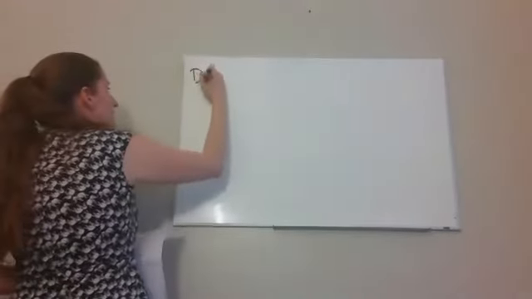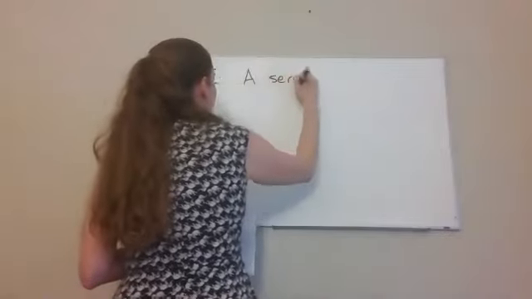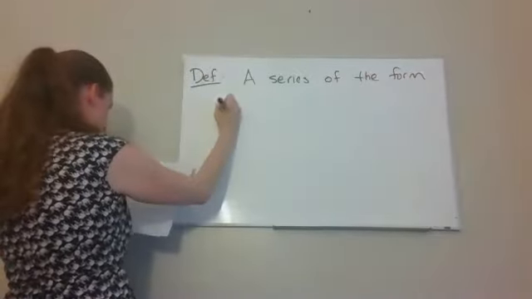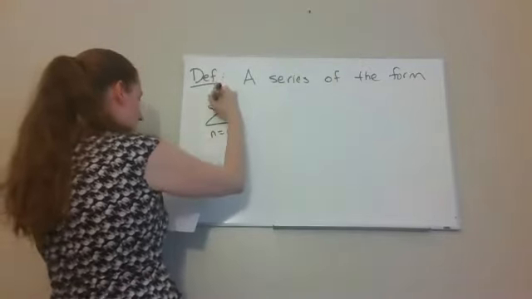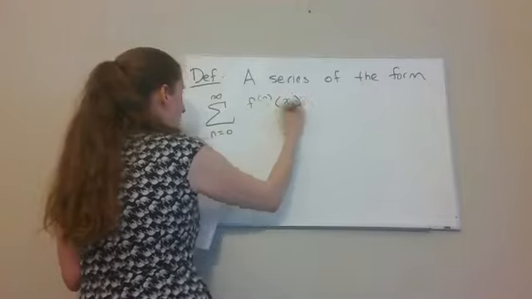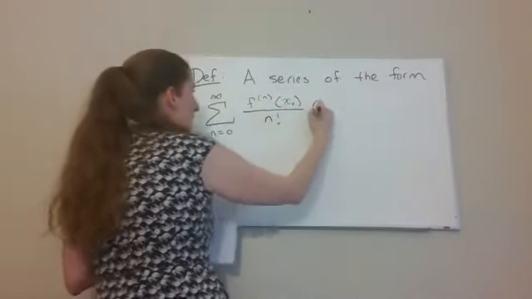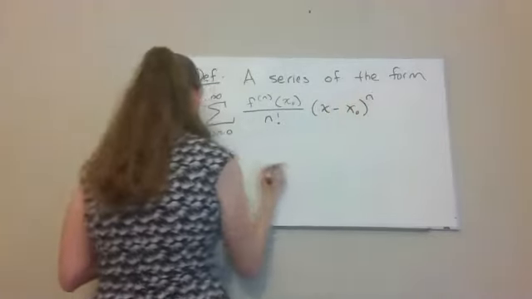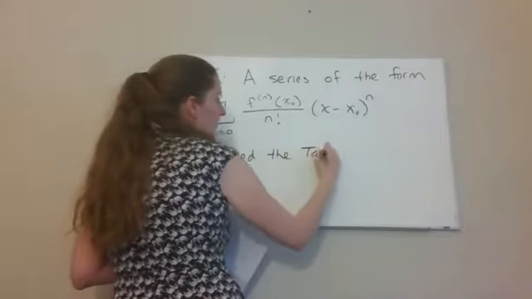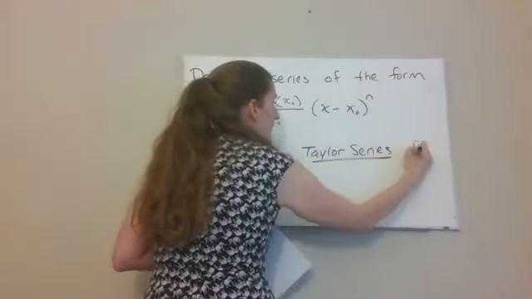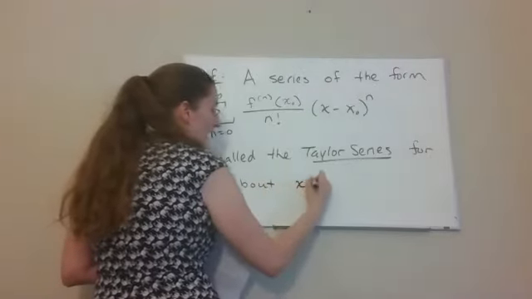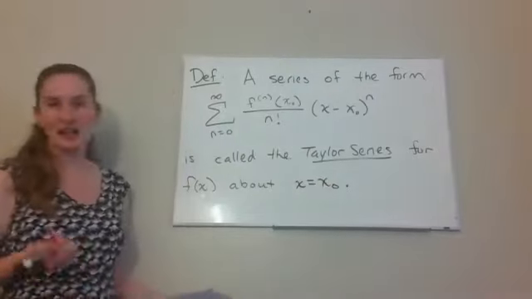So let's have a definition. A series of the form sum from 0 to infinity, nth derivative of f at some value x0 over n factorial times x minus x0 to the n is called a Taylor series for the function f of x about x equals x0, or centered at x0, same thing.